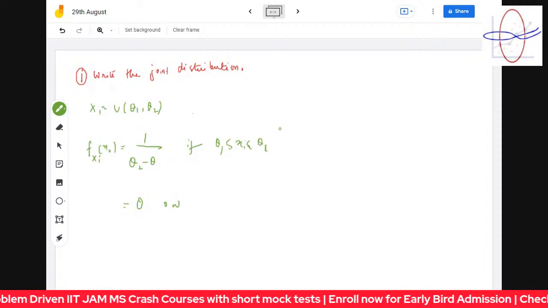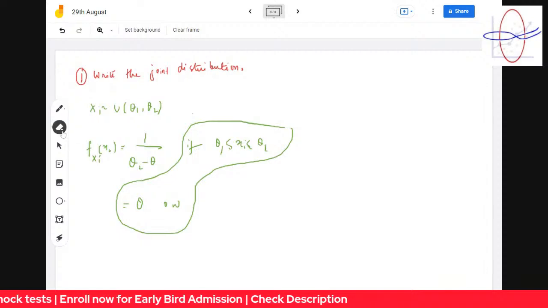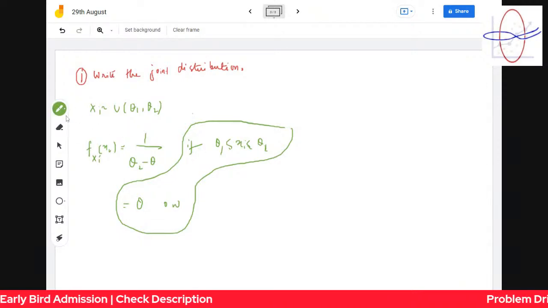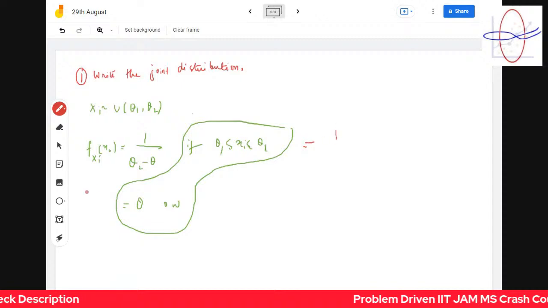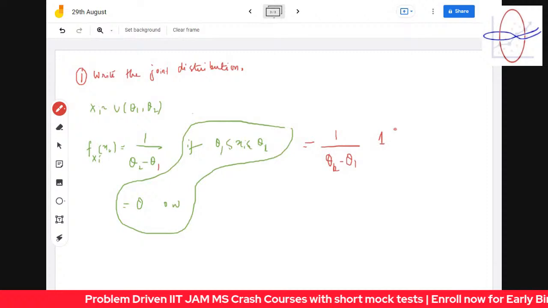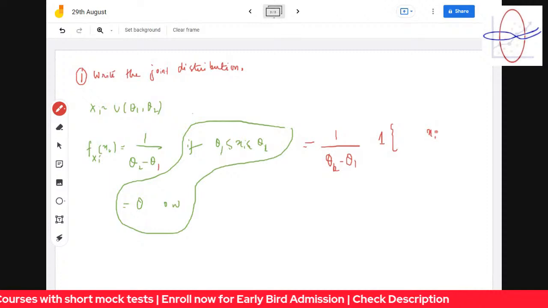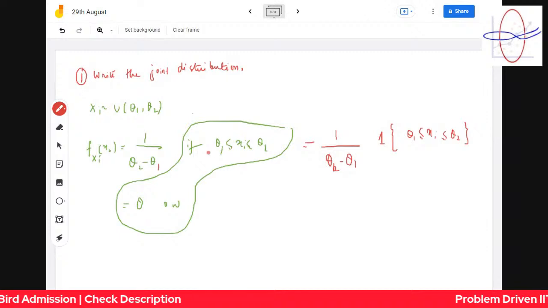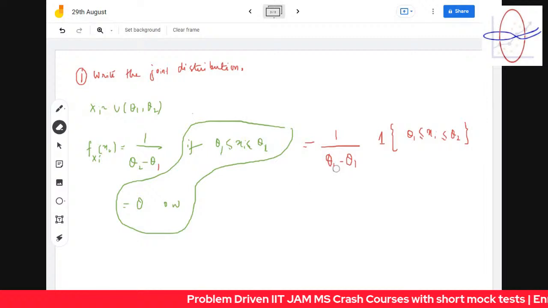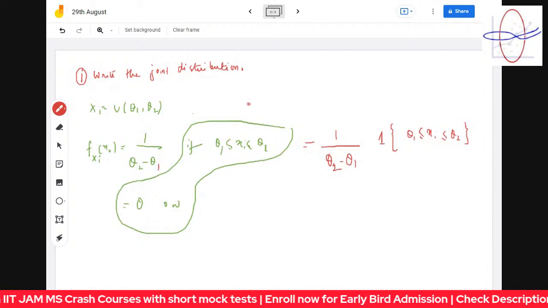Instead of writing this extra statement, we write it in terms of an indicator random variable, and we delete this part. We write it as 1 over (theta2 minus theta1) times the indicator that the observed value xi is less than or equal to the maximum value and greater than or equal to the minimum value. If it remains inside this range, it will be 1; if not, it will be 0. That's it. Simple stuff, a very compact, crisp and to-the-point way of expression. So that's for one variable.